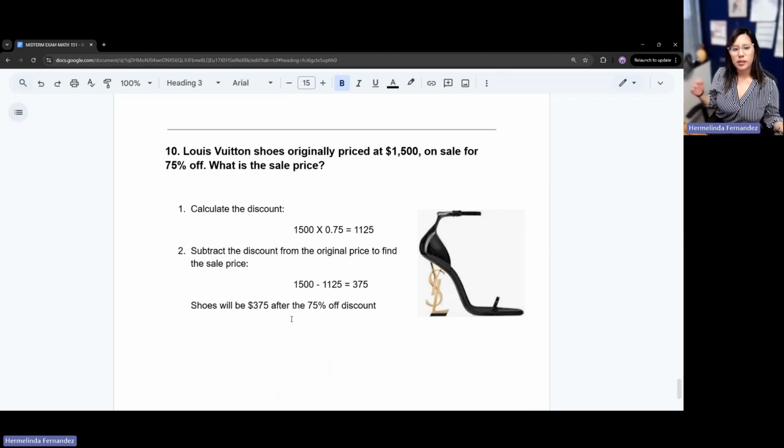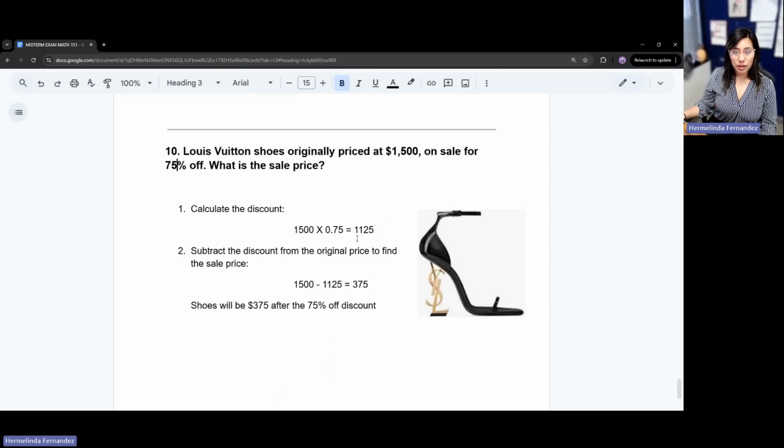And then the final thing would be finding the price after a discount. Okay, so the Louis Vuitton shoes are originally priced at 1,500. They're on sale for 75% off. So what is the sales price? Okay, so first we have to calculate that discount. So we know that it's 1,500. You're going to multiply that by 75%. So in order to move that to a decimal, you just have to move your decimal over twice, okay? So that would be 0.75, and you multiply that, and that would equal 1,125, okay?